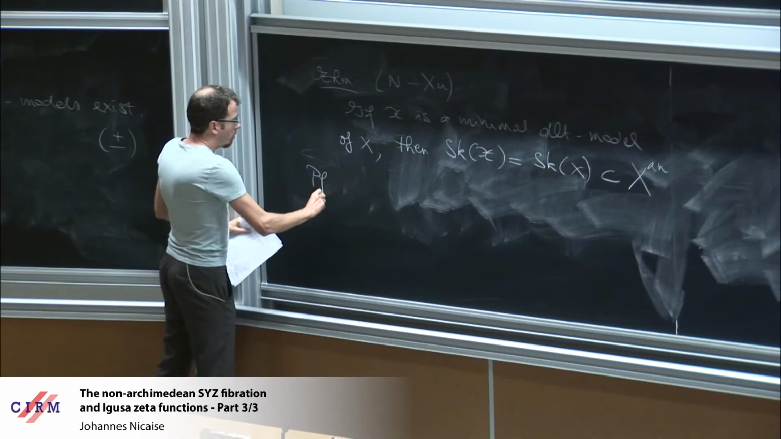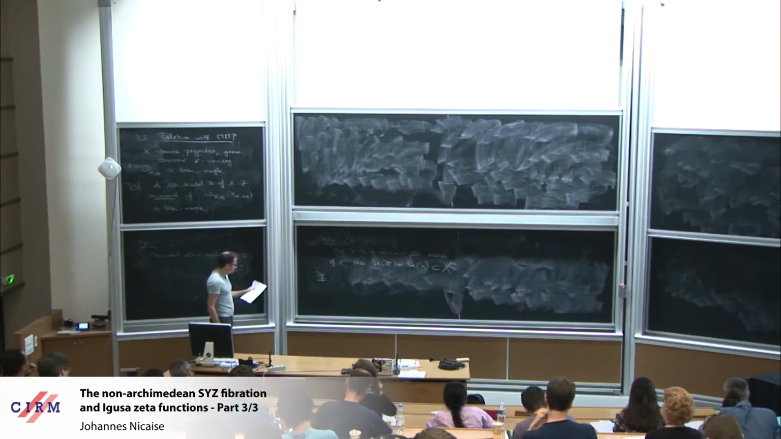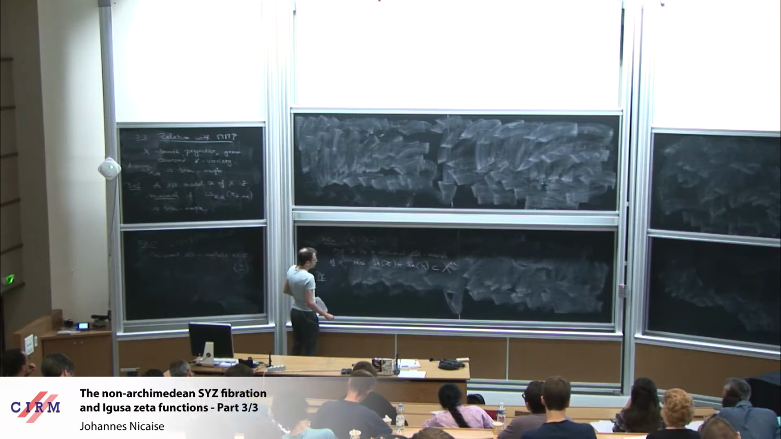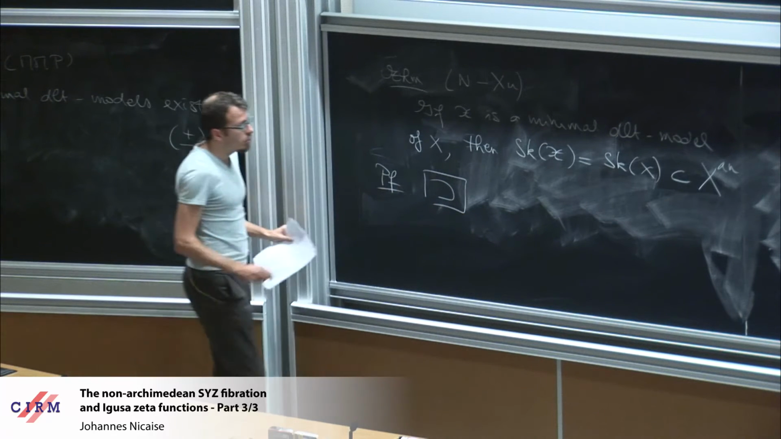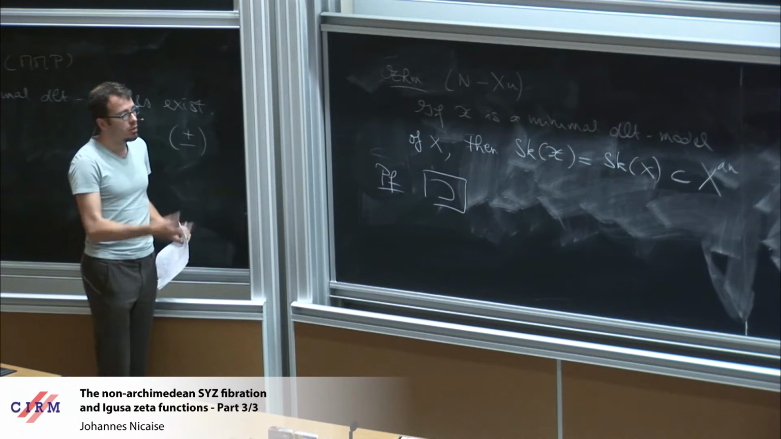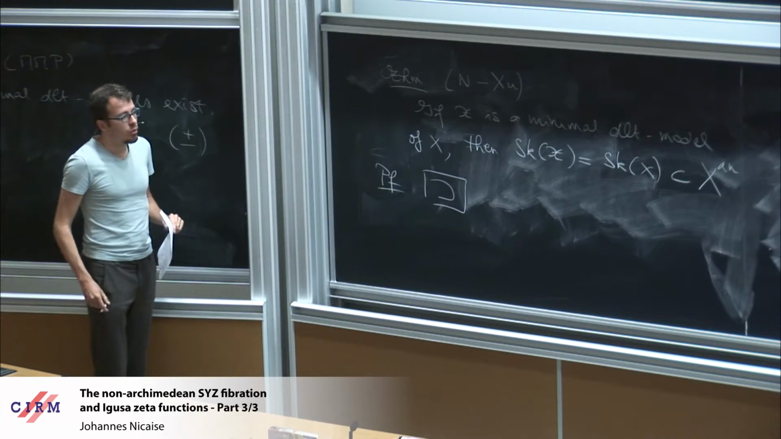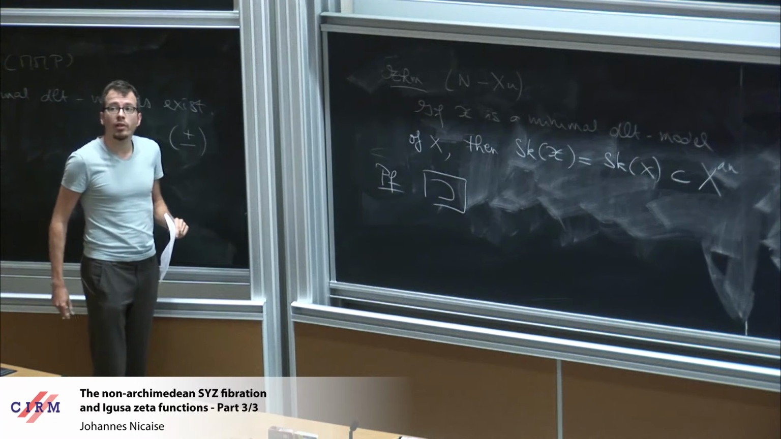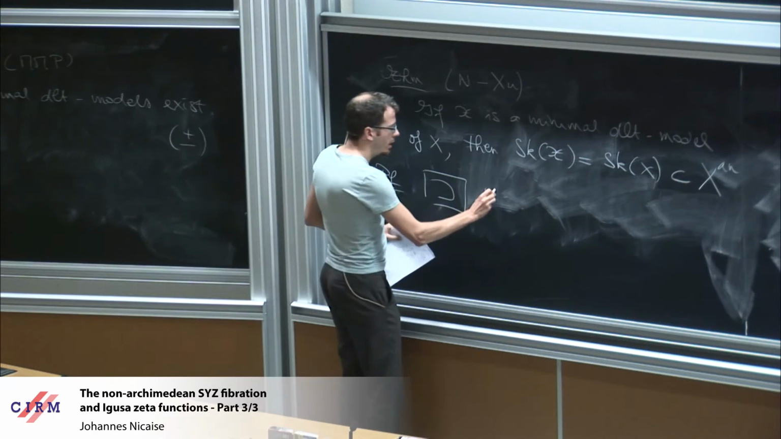So the proof, well, with all the work that we have done so far, the proof is pretty straightforward. The implication from left to right is something which we've already proven. We've already observed that whichever DLT model you choose, the essential skeleton will be a union of faces of the skeleton of your DLT model. So this is what we did yesterday.